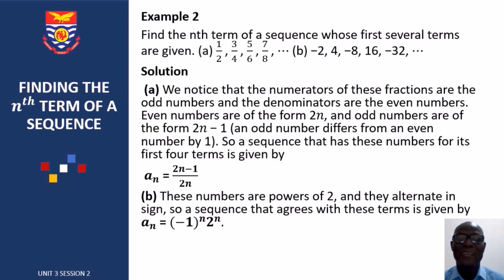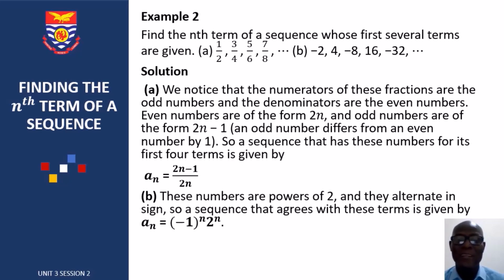If you want to find the third term, meaning we are putting 3 in place of n, so A subscript 3 equals (-1)^3. Since 3 is an odd number, it means (-1)^3 gives -1. Then multiplying 2^3, which is 8. So if you multiply 8 by -1, that gives -8.